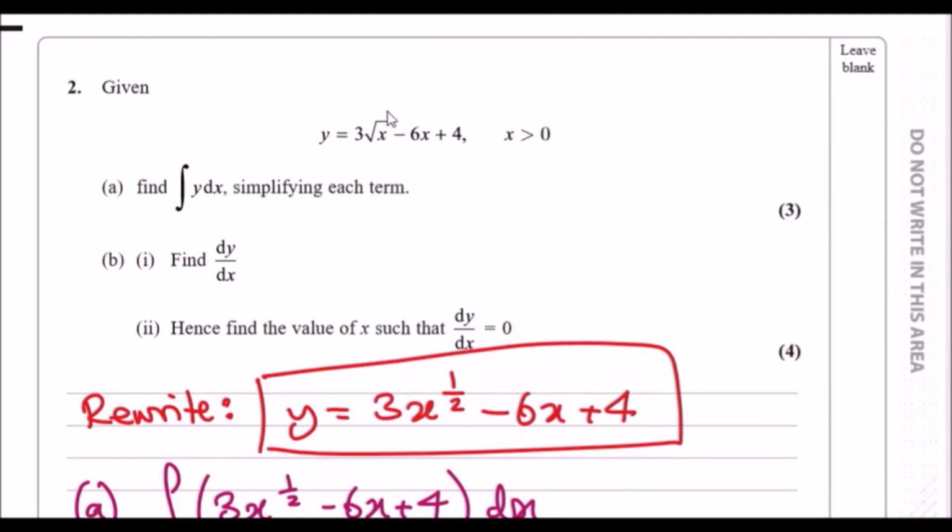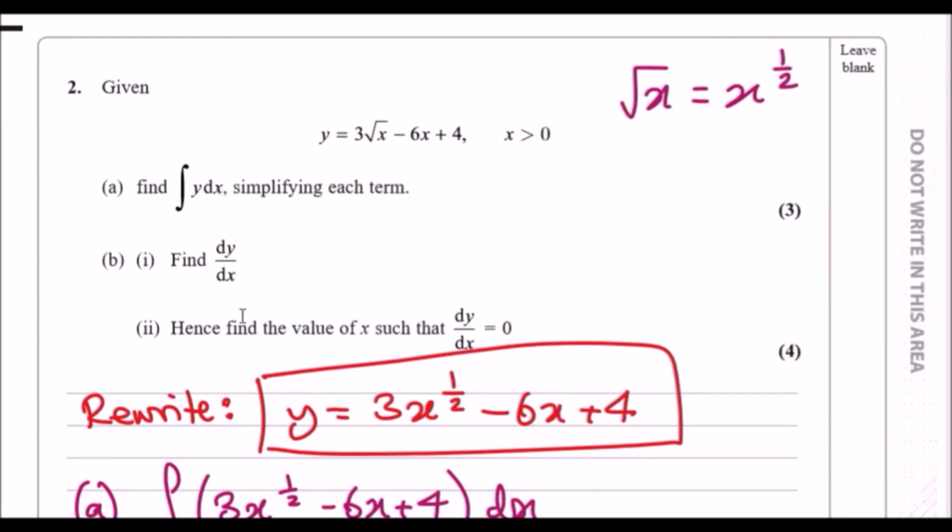In other words, you don't want surds or fractions. You want them all in the form x to the power of something, so it looks nice and clean. So root x is the same as x to the power half. Remember, square rooting is literally the inverse of squaring, hence the 1 over 2. So this means we've got 3x to the power half and so on.